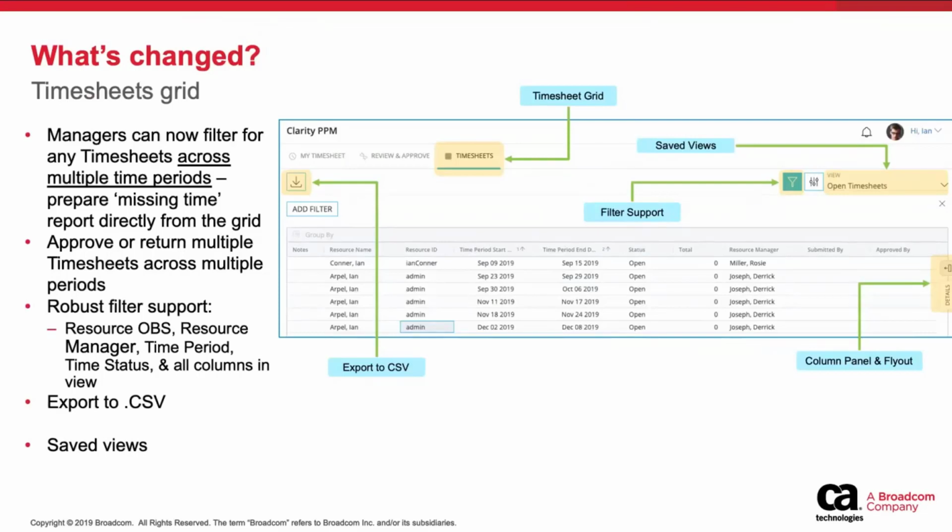So the key use case here is allowing those people that are responsible for approving timesheets to come in and filter for multiple periods and then perform their work. It's got the filter support, resource OBS, resource manager, etc. And all the columns in view is there as a filter type to further refine what you're looking for and create that save view. And of course, export to CSV. We've got a lot of feedback over the years that customers would like to be able to export to CSV and perform some other functions once they get to that point. So I'll cover that in more detail in our demo.